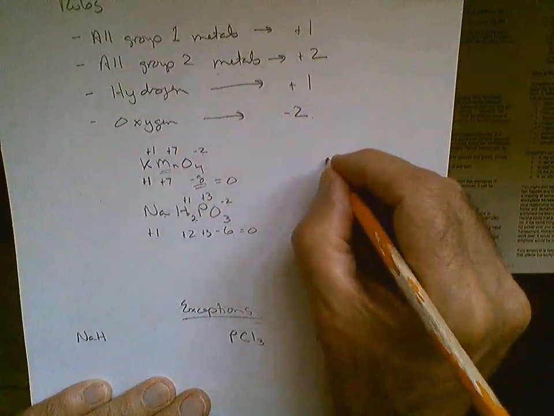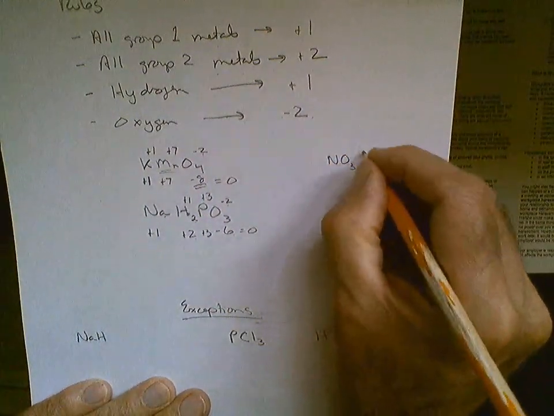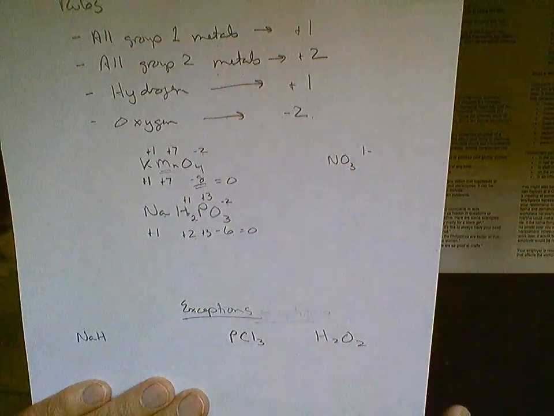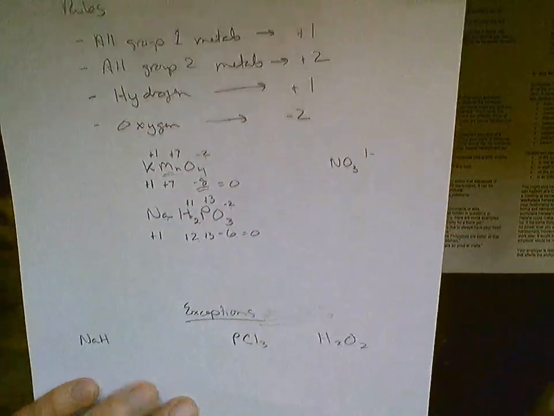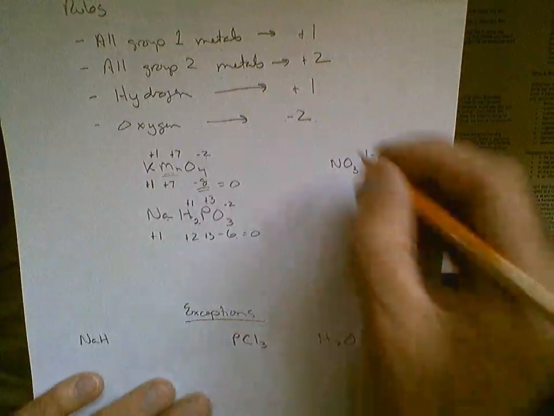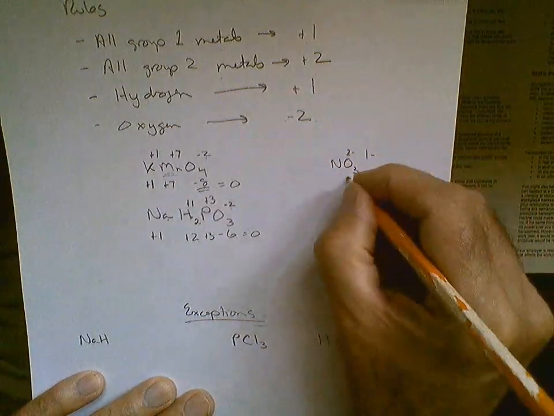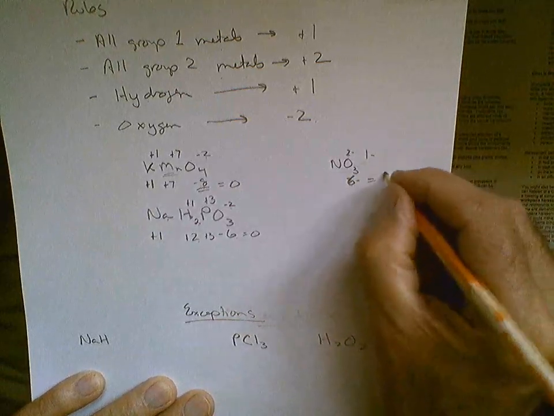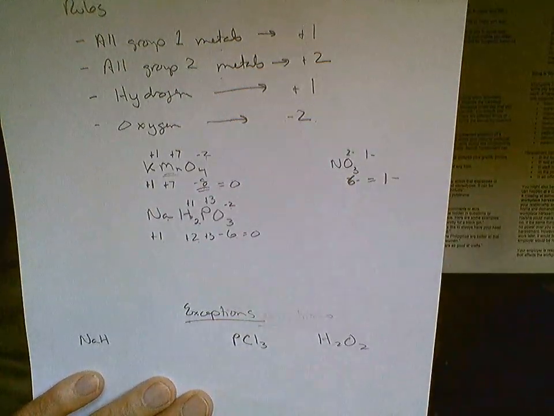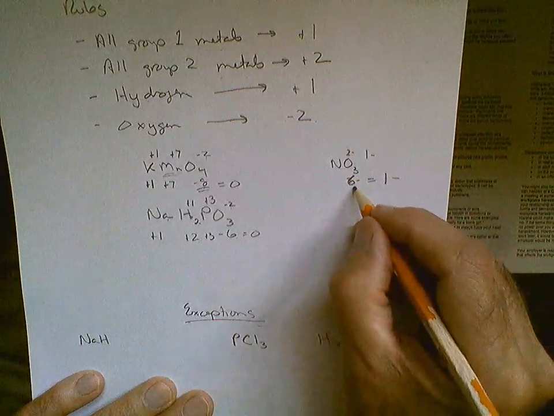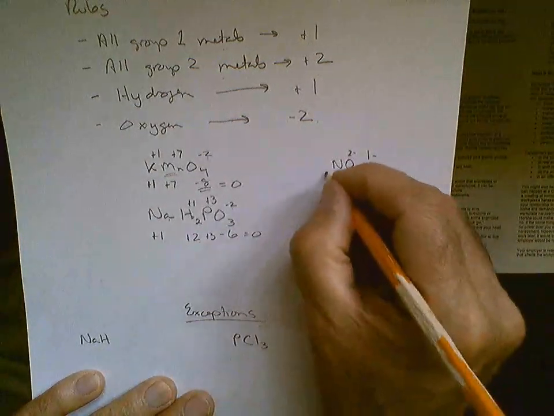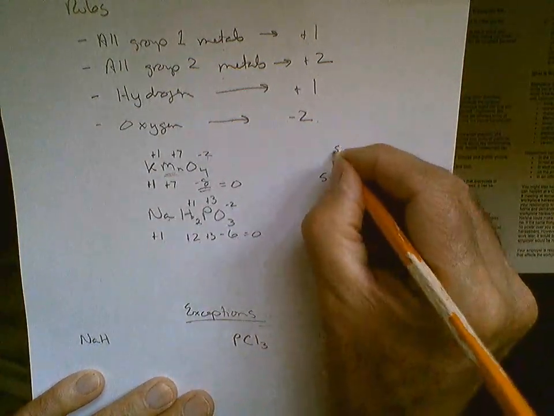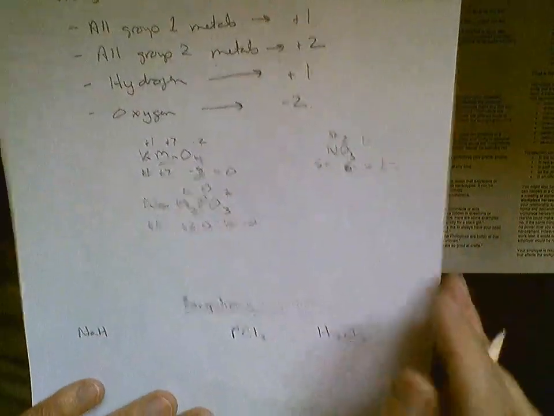A couple other little things to think about. If you have something that is a 1- charge, like nitrate itself has a 1- charge, well, oxygen's 2- times 3 is 6-. What that 1- charge means is the whole thing has to add up to 1-. So what plus 6- gives 1-? 5+. Your nitrogen would be 5+.